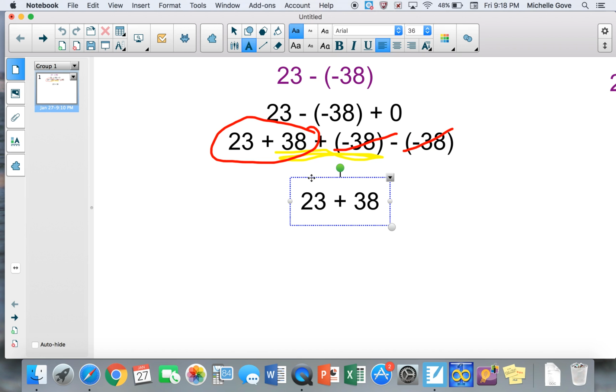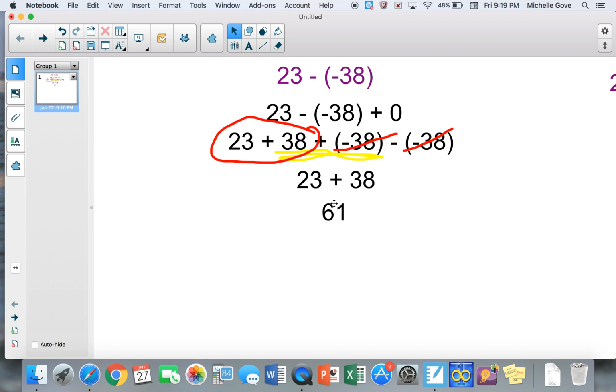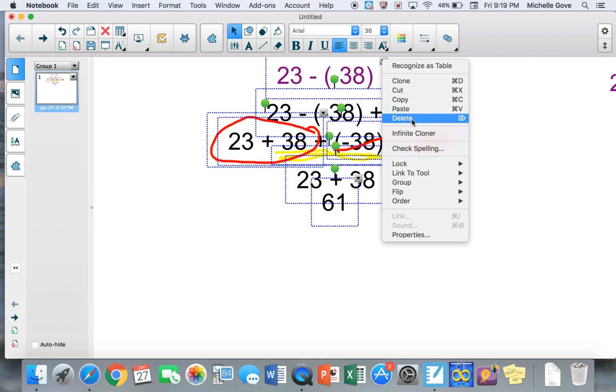And we just have addition. And so what we need to do is add these. And we know 23 plus 38 would give us 61. So using takeaway and the adding in our 0 pair, we were able to figure out that 23 minus negative 38 is 61. But there's another way we talked about looking at this.